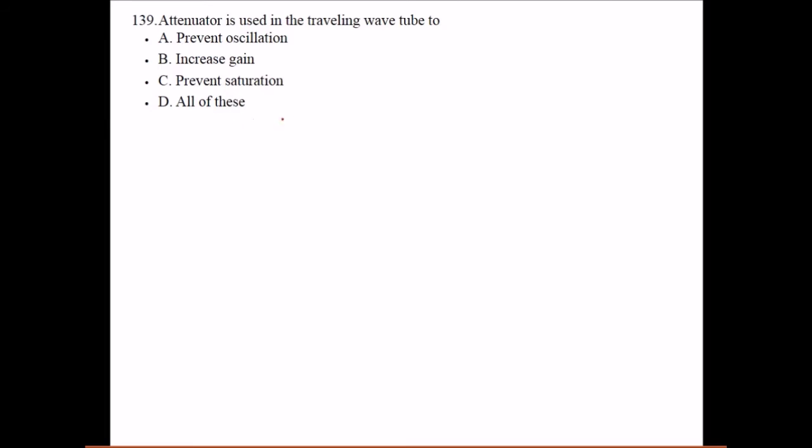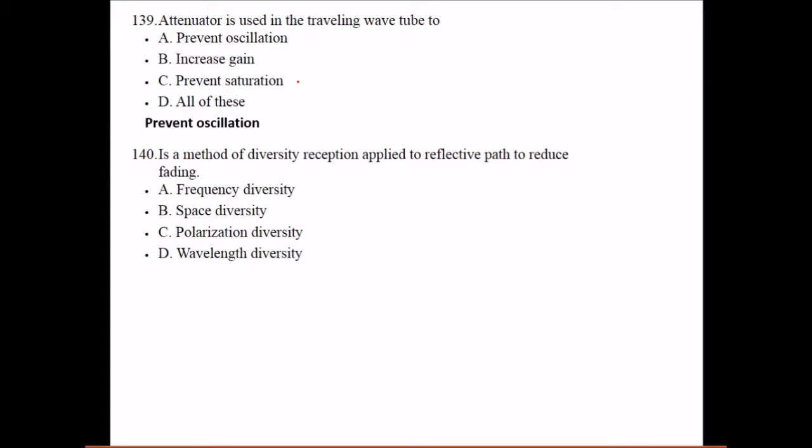The attenuator is used in the travelling wave tube to prevent oscillation. Now, is the method of diversity reception applied to reflective path to reduce fading? Which is the method? Space diversity. Space diversity is applied to reflective path to reduce fading.